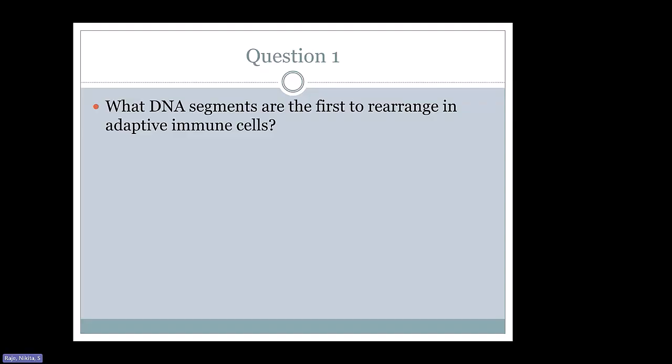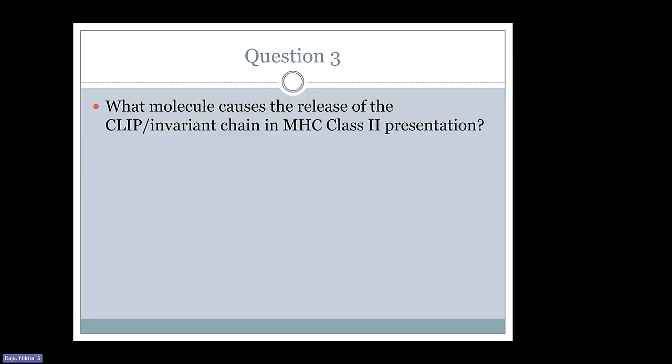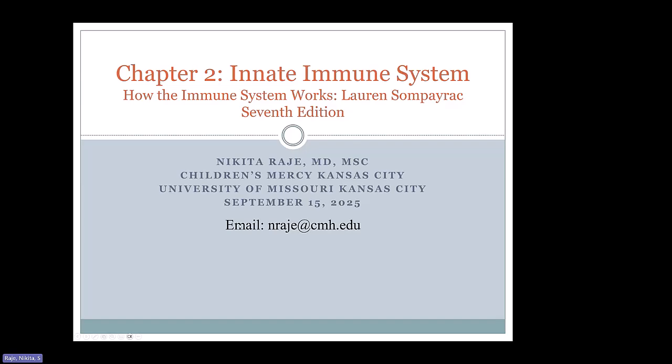What DNA segments are the first to rearrange in adaptive immune cells? Which antibody is the best at fixing complement? And what molecule causes the release of the CLIP or invariant chain in MHC class 2 presentation? I believe that's it. Okay, but we'll start with chapter 2.